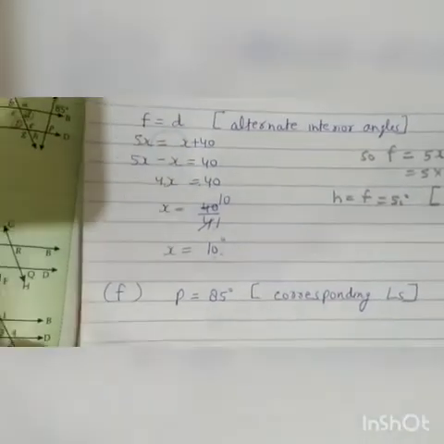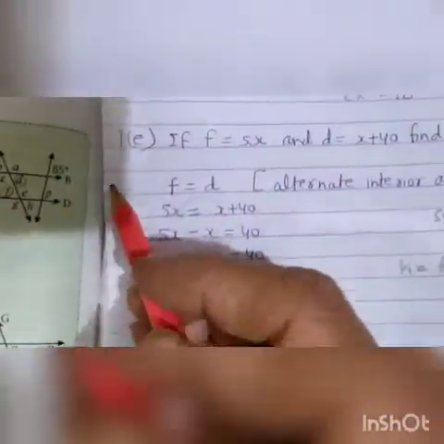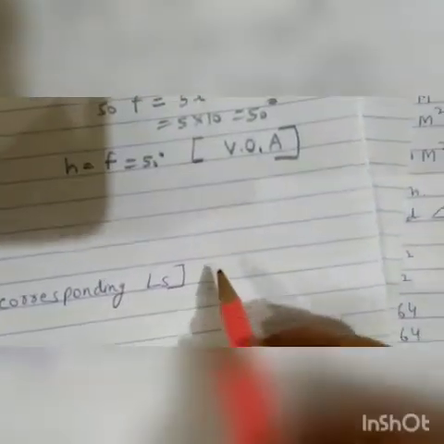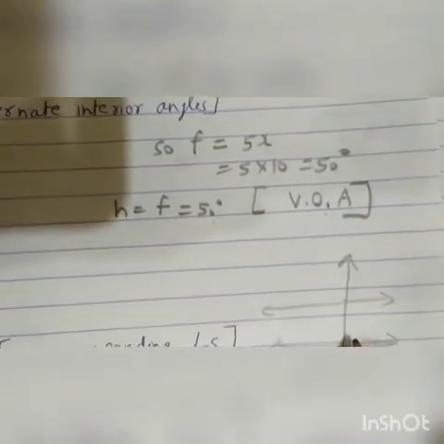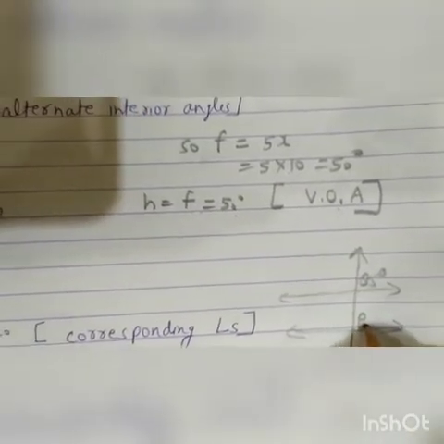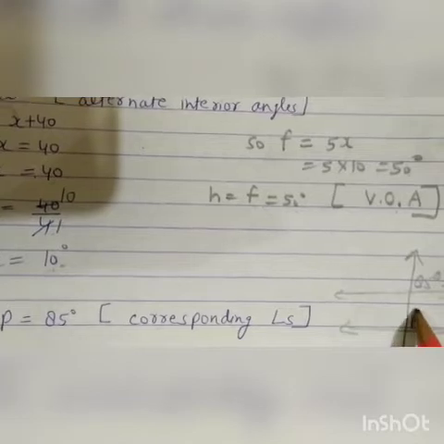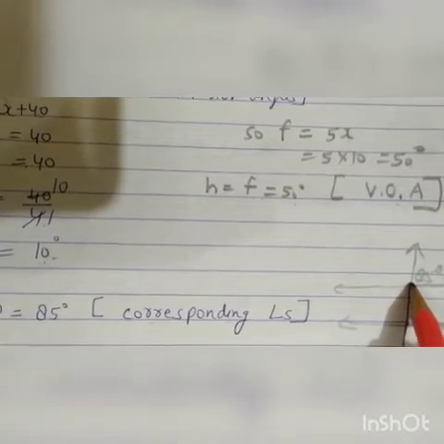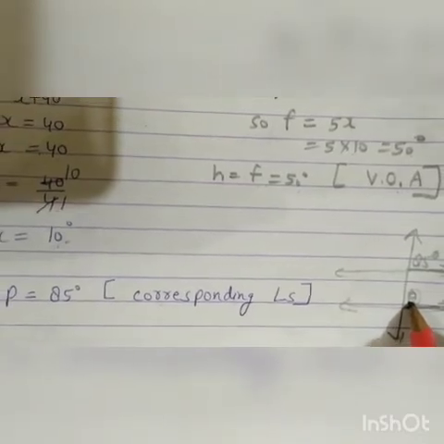Now come to the last part, F. In F it is given to calculate P. See here, students, we will take this part. These two are parallel lines. We will take only this side line. Here it is P and this is 85. Again these two are corresponding angles. So we will write simply P is equal to 85 degrees, corresponding angles, because angle P is equal to this 85 degrees. Above this line is 85 degrees, above this line is P, and these are corresponding angles.